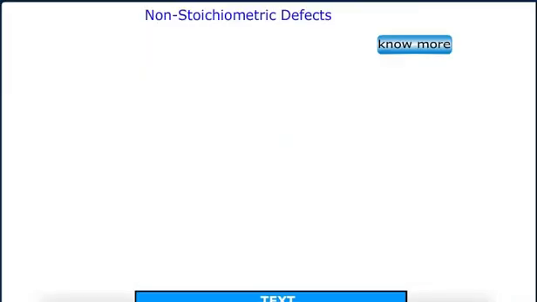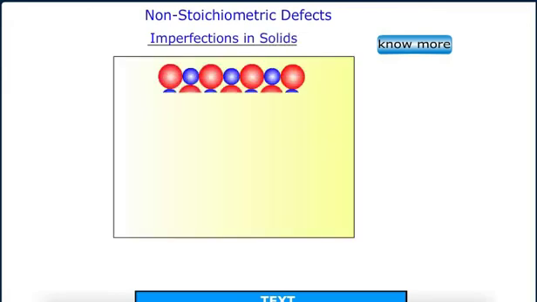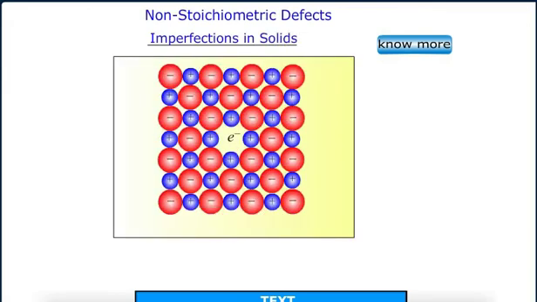Click on the non-stoichiometric defects. As you can see from the crystal structure, an electron has replaced the anion. This type of defect is known as metal excess defect.